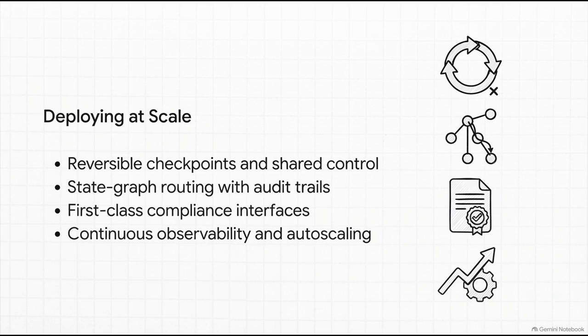It must automatically default to escalation, triggering a state transition directly to a human supervisor. Deploying at scale requires these foundational elements to balance the sheer speed of automation with strict absolute governance. 1, you need reversible checkpoints for safe intervention. 2, you need state graph routing, so every single decision leaves a traceable audit trail for compliance. 3, you must treat compliance and safety as first-class layers in your code, not just afterthoughts bolted on at the end. And finally, continuous observability is non-negotiable. You have to monitor inference latency, error rates, and overall system health in real time.